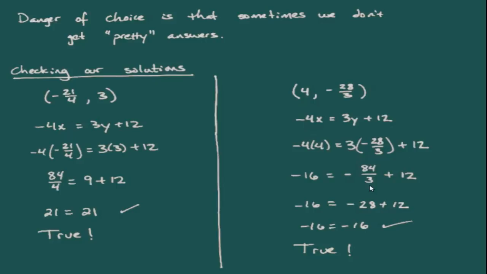Negative 84 divided by 3 is a negative 28, plus our 12 that we already had. Negative 28 plus 12 gives us a negative 16 on the right-hand side, a negative 16 on the left-hand side, a true statement, and therefore we do in fact have another solution to our equation.